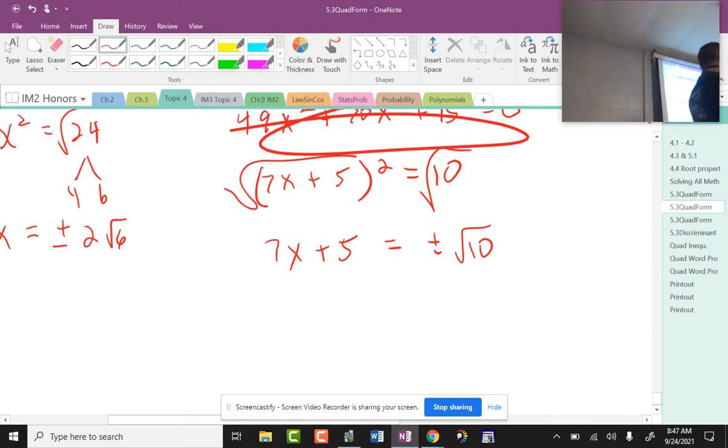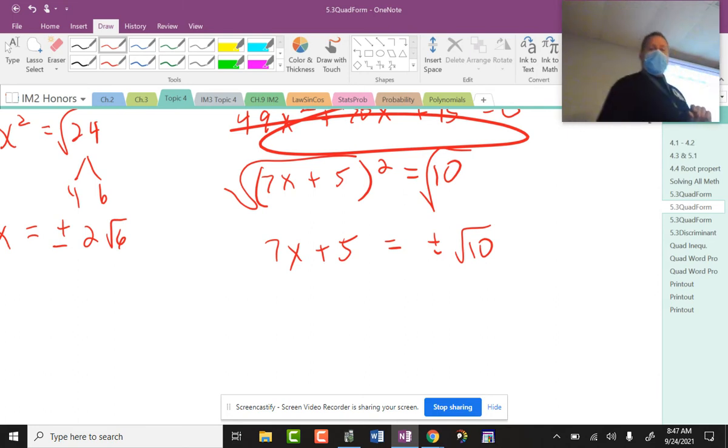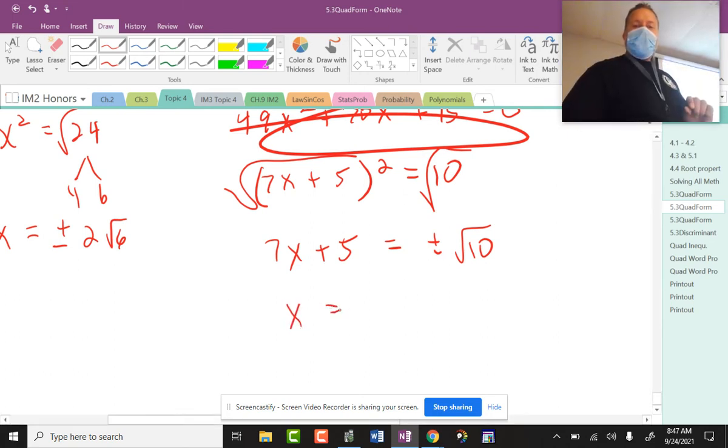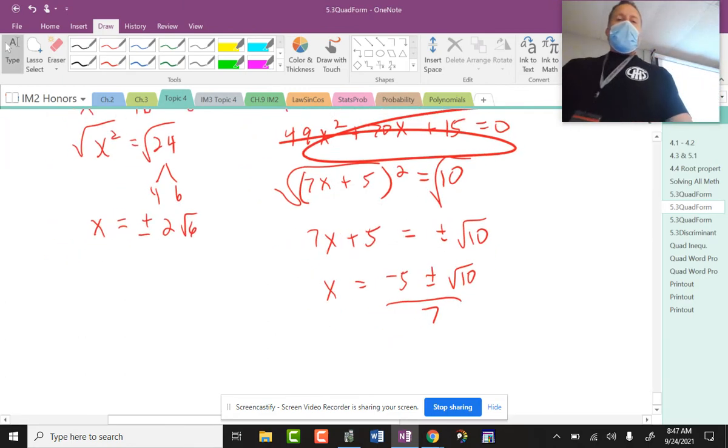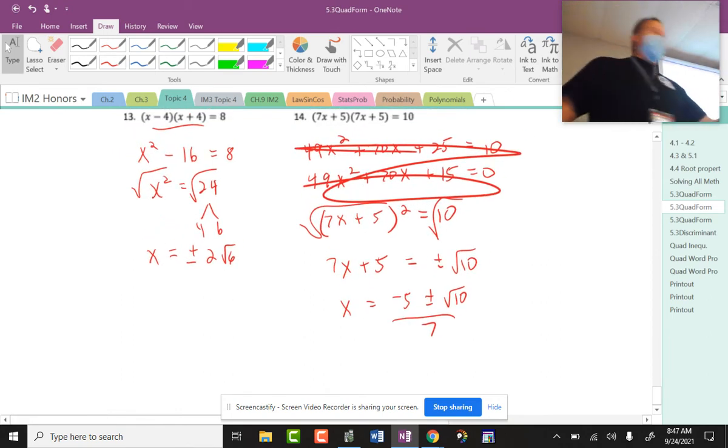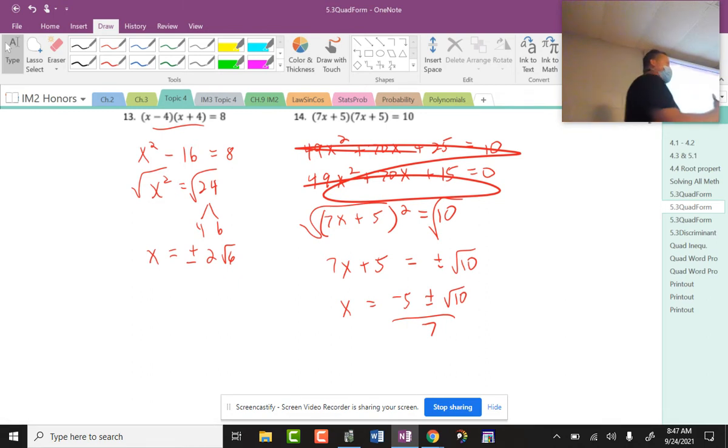Okay, I'm done. Maybe. All right, subtract 5 and divide by 7. Minus 5 plus or minus root 10 all over 7, right? Okay, so good call. Thank you. I don't know why I was just thinking of FOIL. So it's weird. 13 you have to FOIL and subtract and then square root because the middle term falls out. Whereas 14 you got to write it as something squared and square root.